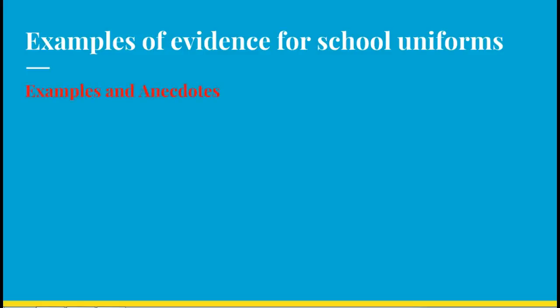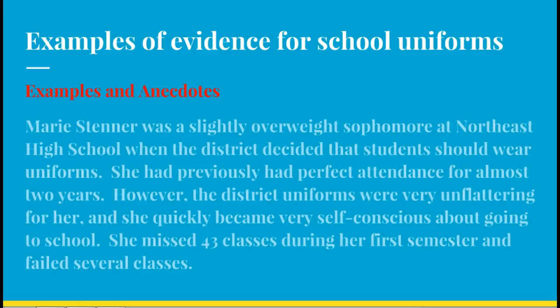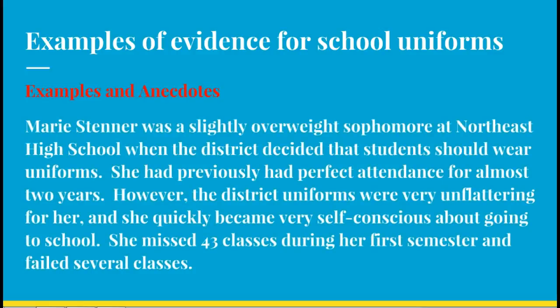Another type of evidence you might use is examples and anecdotes. Stories, basically. Here's an example of what happens when you legalize marijuana. Here's an example of what happens when abortion is restricted. That type of thing. So for the topic of school uniforms, I have: Marie Stenner was a slightly overweight sophomore at Northeast High School when the district decided that students should wear uniforms. She had previously had perfect attendance for almost 2 years. However, the district uniforms were very unflattering for her, and she quickly became very self-conscious about going to school. She missed 43 classes during her first semester and failed several classes.